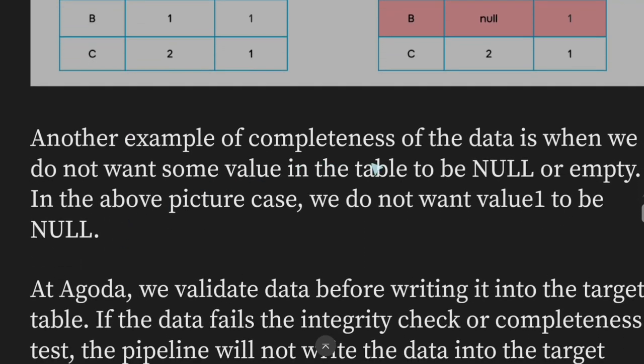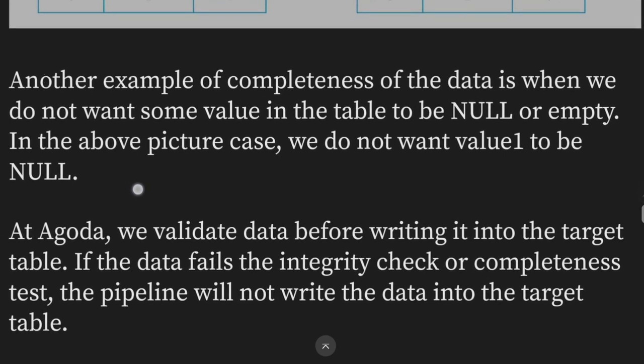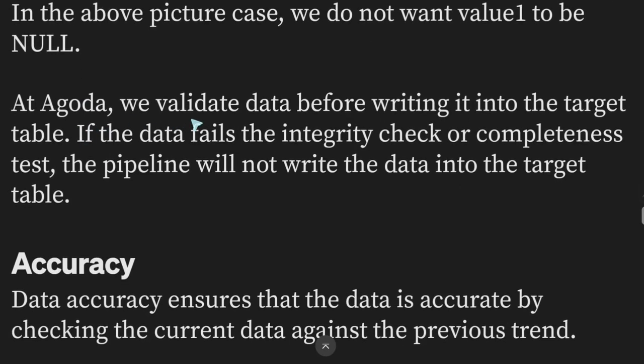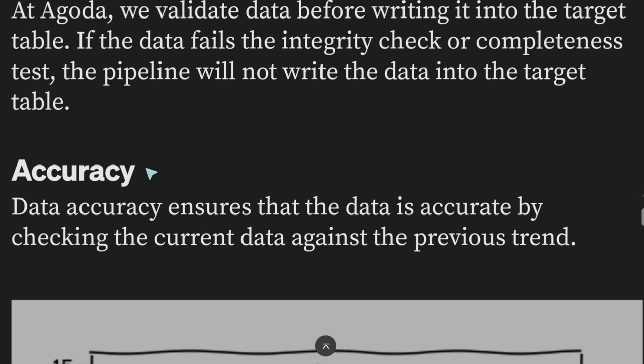Another example of completeness of the data is when we do not want some value in the table to be null or empty. In the above picture, we do not want value 1 to be null. At Agoda, we validate data before writing it into the target table. If the data fails the integrity or completeness check, the pipeline will not write the data into the target table.